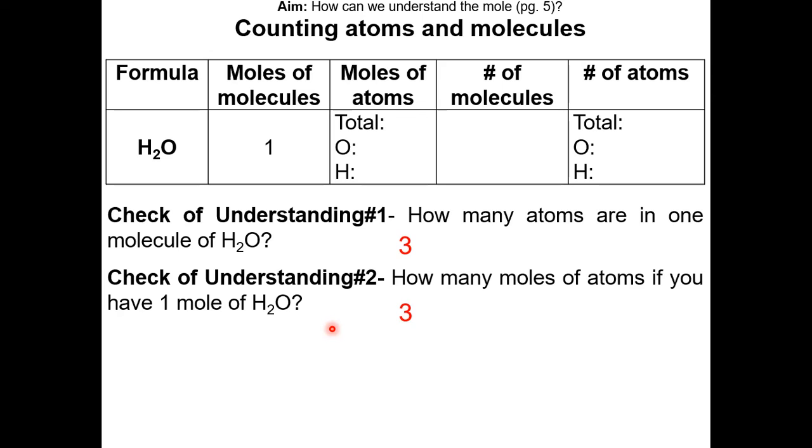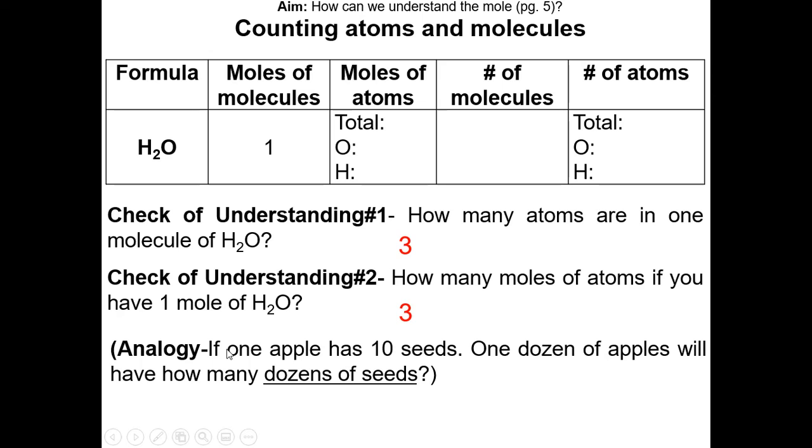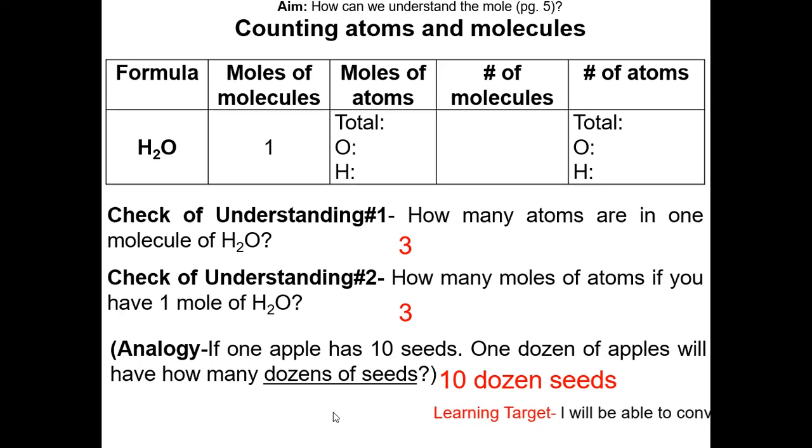There are 3 moles of atoms. To help you understand this, let's look at an analogy. If one apple has 10 seeds, 1 dozen of apples will have how many dozens of seeds? So we know 1 dozen apples is 12. There are 12 apples. Since each apple has 10 seeds, there's a total of 120 seeds. So that is how many dozens of seeds? That is 10 dozen seeds.